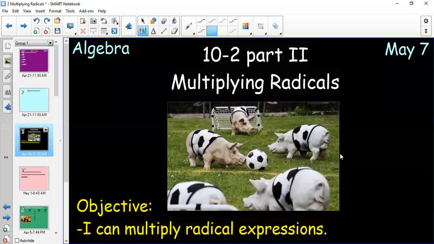Everyone, and welcome to today's lesson. We are still on chapter 10. Yesterday we talked about how to simplify radicals, and today we're going to talk about how to multiply radicals. All right, so that's our goal for today.